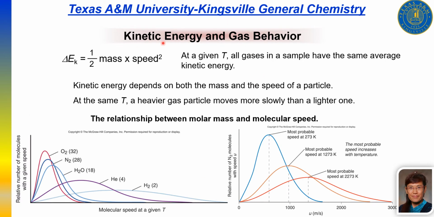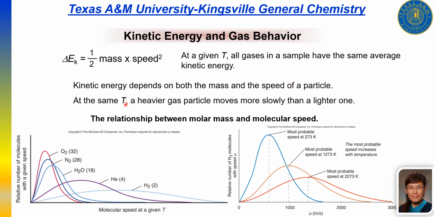It is also known that the kinetic energy is directly proportional to the mass and directly proportional to the speed squared. So usually the change in kinetic energy, delta E K, equals 1/2 multiplied by m multiplied by velocity to the power 2 at a given temperature. All the gases in the sample at the given temperature, as long as they have the same mass, you assume they have the same average kinetic energy. The kinetic energy depends on both mass and the speed or velocity of your particle.